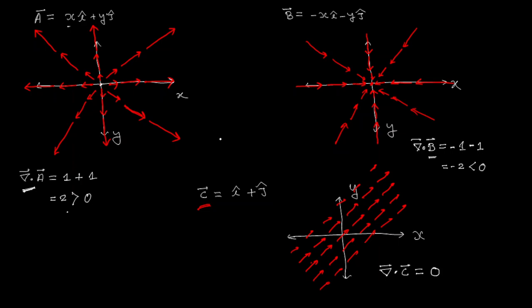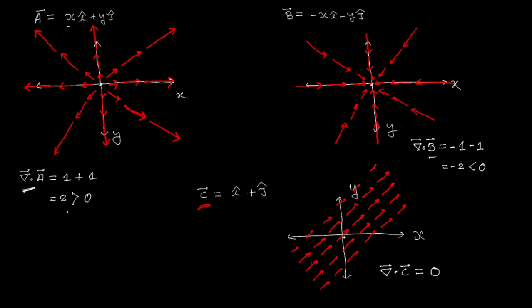And for the second vector, where the divergence of v is negative, how will the vector field look? It will look like the vector field is converging at the origin. However, on the third vector field, when we take the divergence of c, we have seen that the divergence of c is 0. Divergence of vector c is 0.